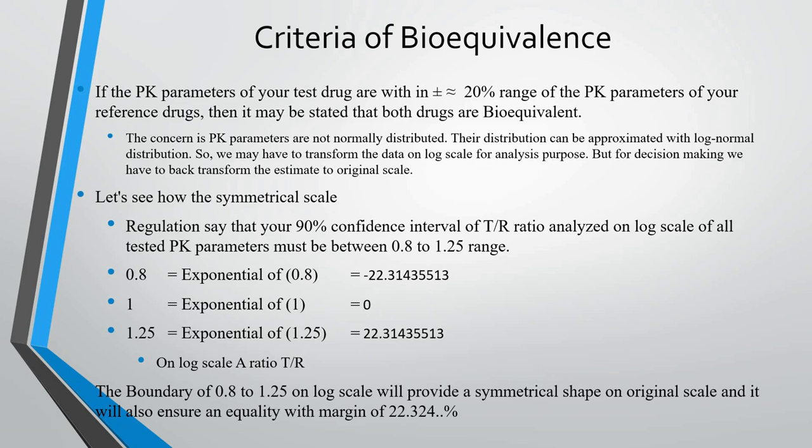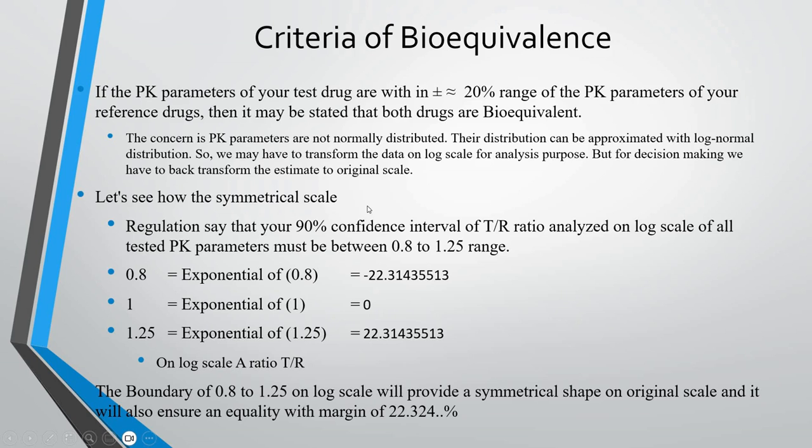So there are a lot of background principles and theoretical development to understand how to deal with this data. But the majority of scientists agree that the PK parameters are log normally distributed. So once you take a log, it will become normal, and then you can apply all the principles. So how will this 20% plus minus work on a log normal scale? Then we have figured out a threshold on a symmetrical level.